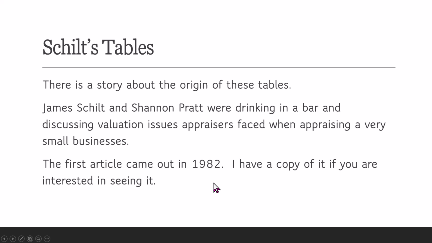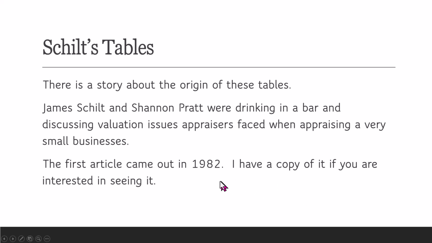So Schilt's tables is another fun one. There's a story behind these. James Schilt and Shannon Pratt were in a bar, I don't even know where it was, but they're drinking and they're talking about valuation issues that appraisers run into, appraising these smaller businesses with, frankly, crappy financial records. So then they came up with these tables.